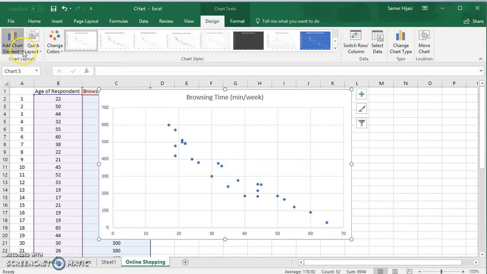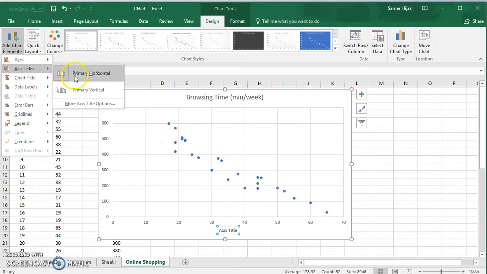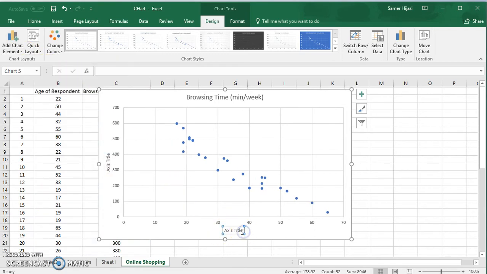Let's add the axis titles so we know that this represents age, which is the x-axis, and the y-axis represents browsing time.